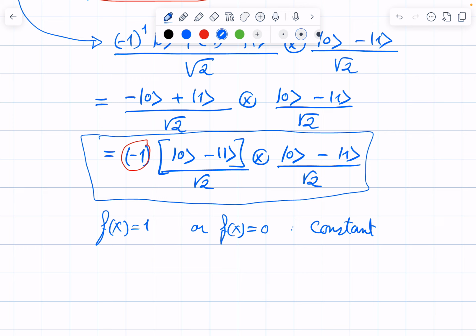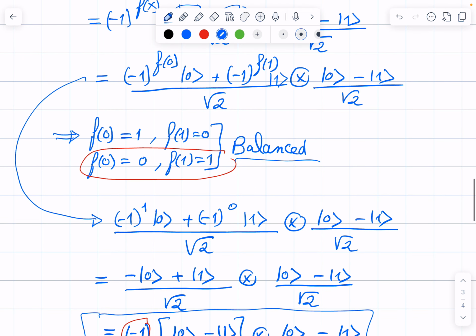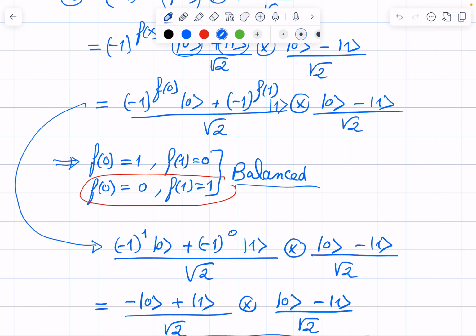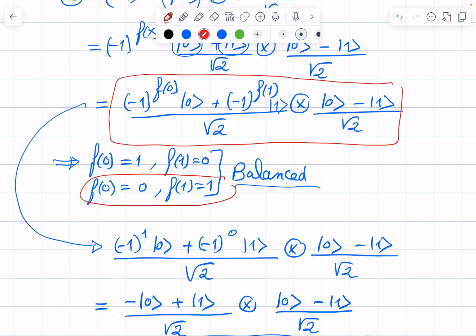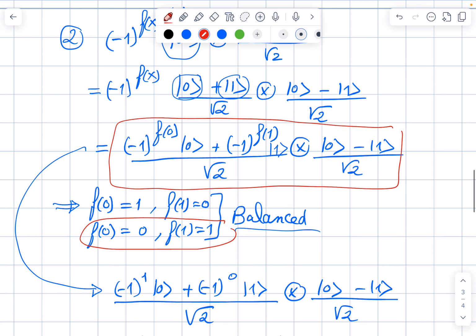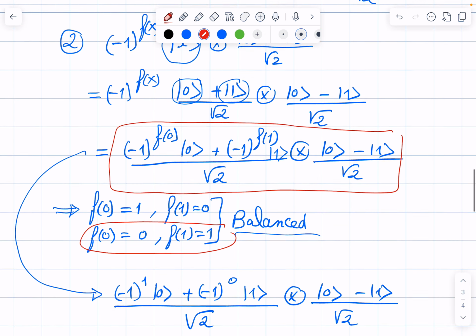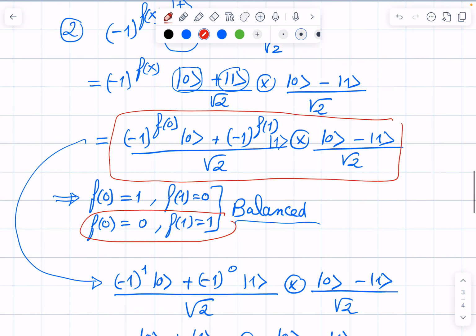So again, we can take either of them. It will only differ in the negative sign at the output. So at 2 again, what will happen if we take a constant function? We just go again to this function and substitute with f of 0 equal to, we said we are going to take 1. So we are going to take f of x equal to 1 or f of x equal to 0. We'll take the case of f of x equal to 1.